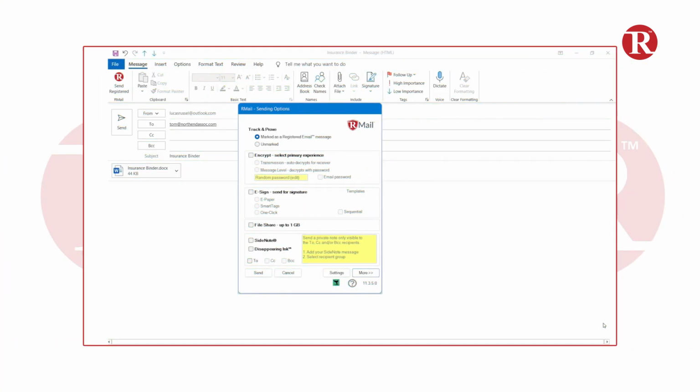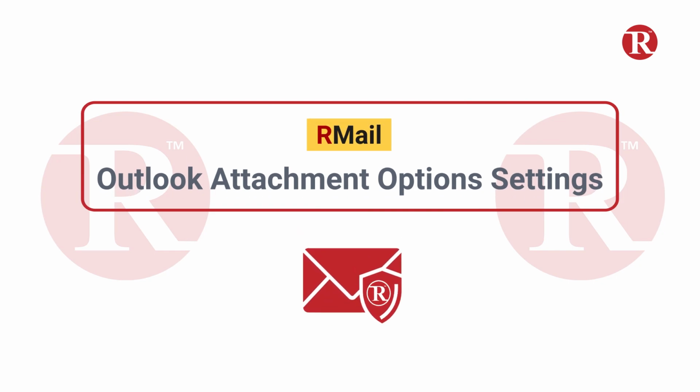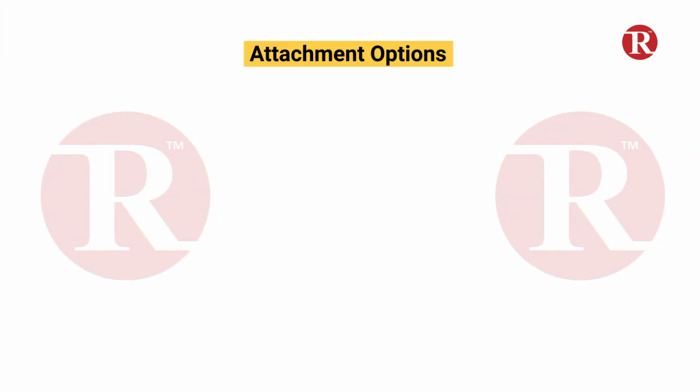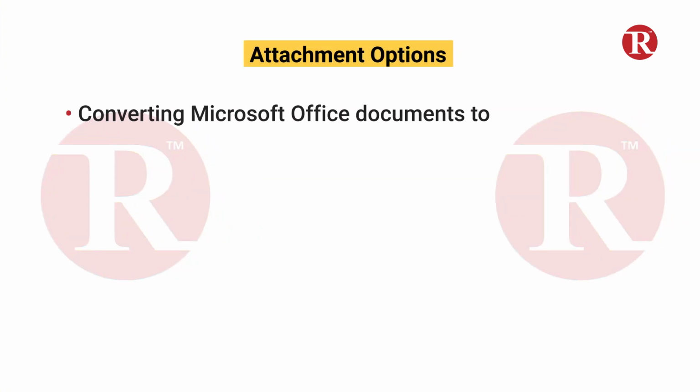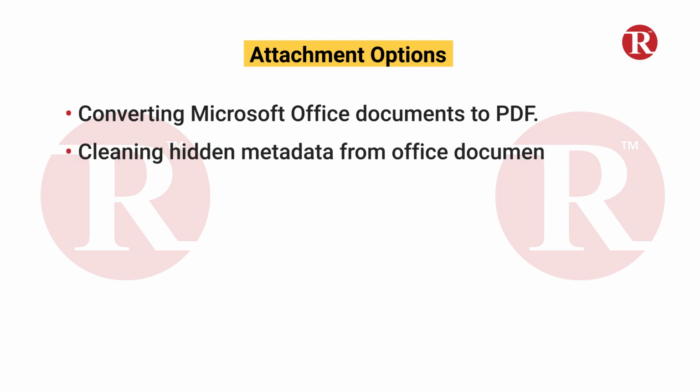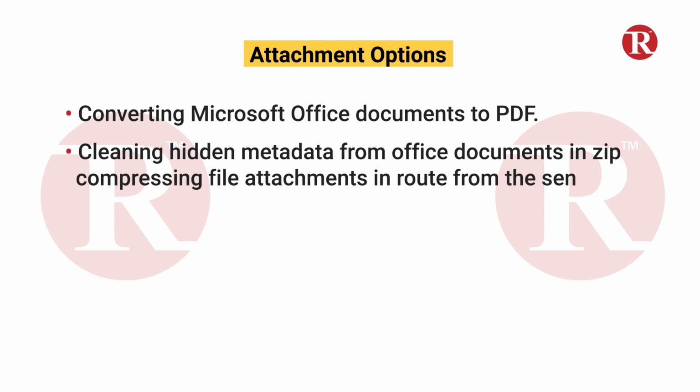The RMail app for Microsoft Outlook allows you to send emails using the RMail Track and Prove, Encrypt, eSign, File Share, and other features. This video will review the RMail Attachment Options Settings in the RMail app for Microsoft Outlook. The attachment options include productivity features like converting Microsoft Office documents to PDF, cleaning hidden metadata from Office documents, and zip compressing file attachments en route from the sender's computer to the recipient.